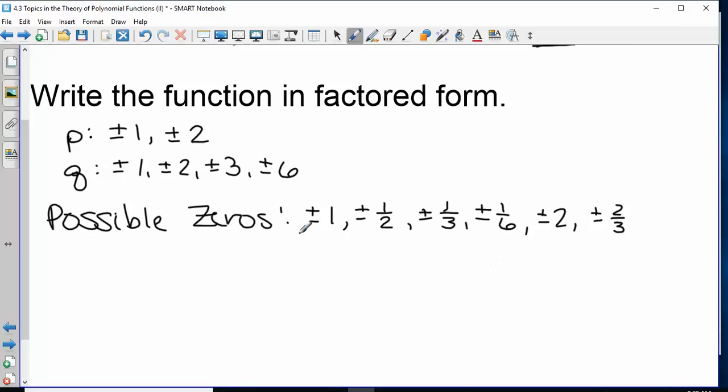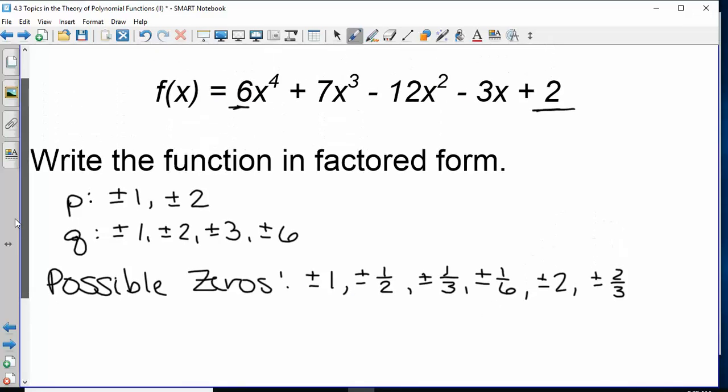To do that, you can either plug these things into the equation and find one that makes it equal 0, or use your graph to narrow it down and see what looks like it might work.